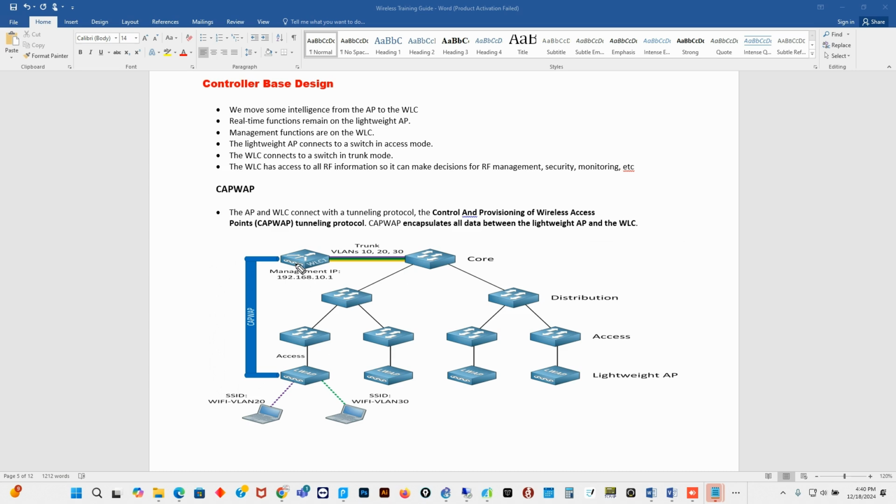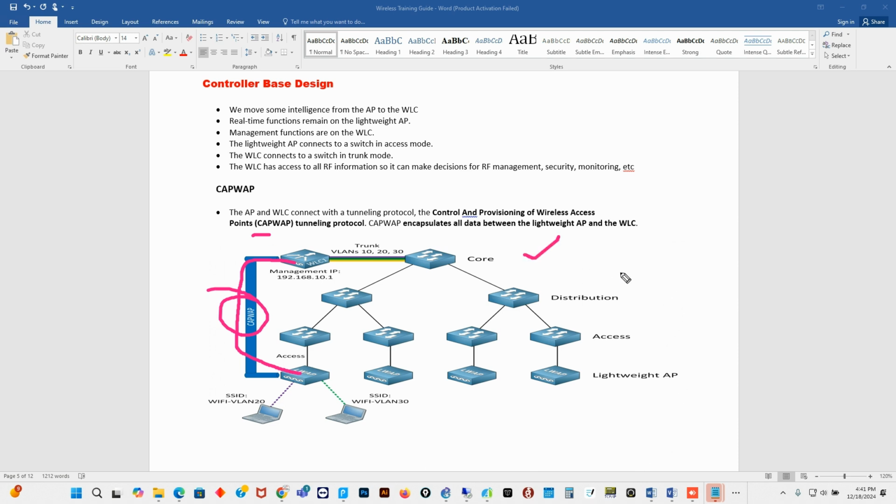And then the protocol that communicates between the wireless controller and the AP is what we call CAPWAP. Now CAPWAP is Control and Provisioning of Wireless Access Points, and CAPWAP encapsulates all data between the lightweight AP and the wireless controller. So this in a way connects to the AP with a tunnel protocol, which we call what? CAPWAP. So this is a hierarchical design.